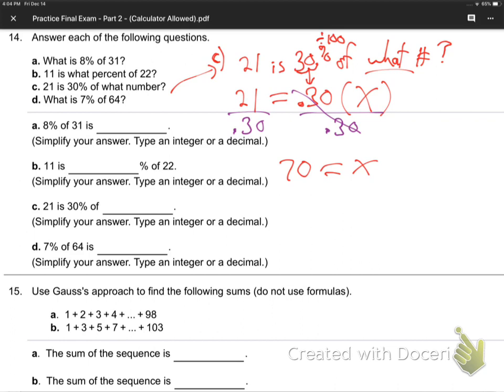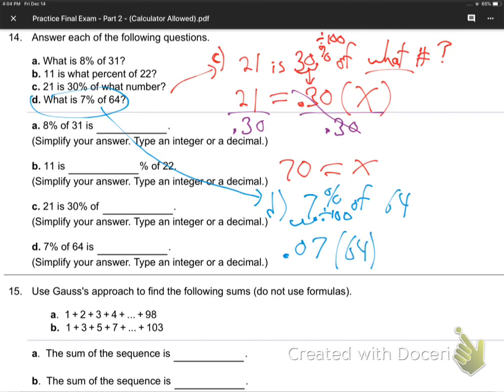Finally, let's do part D. Percent again means per 100, means divide by 100. So the decimal's right here. Divide by 100, it goes back two places. 0.07 of 64. Remember, of means times. So we'll do that in our calculator. And we get 4.48. There it is.